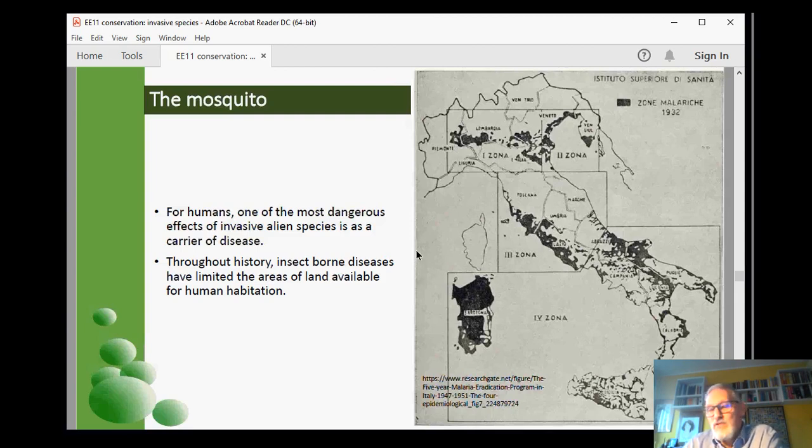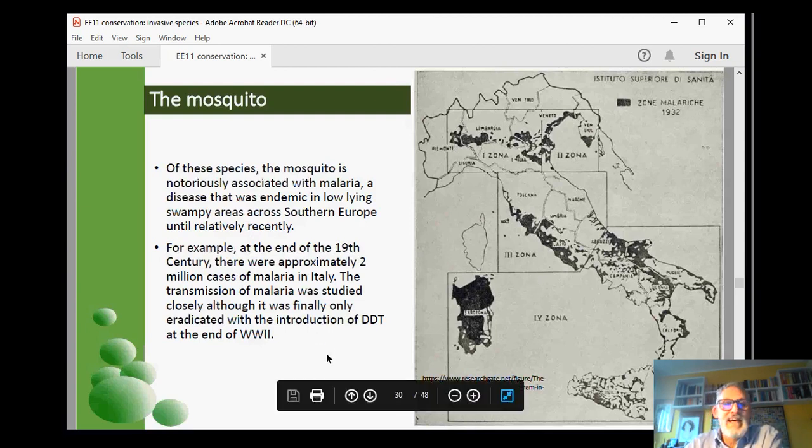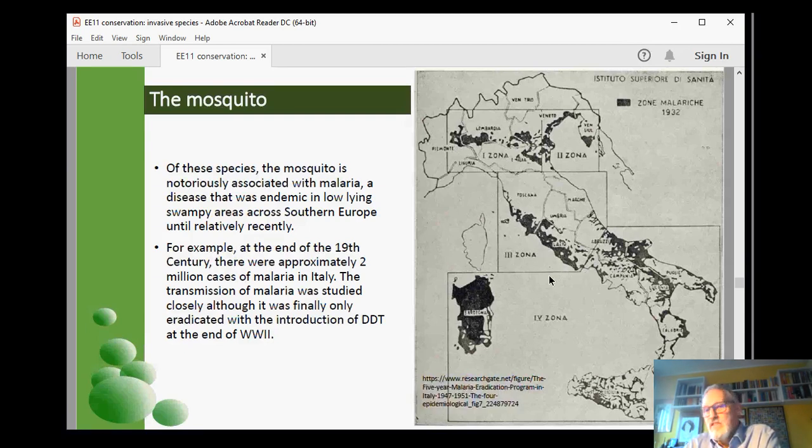And this created essentially a lot of possibilities for the mosquito to breed. And it was only really after the Second World War, with the introduction of DDT, that a lot of this was brought under control.